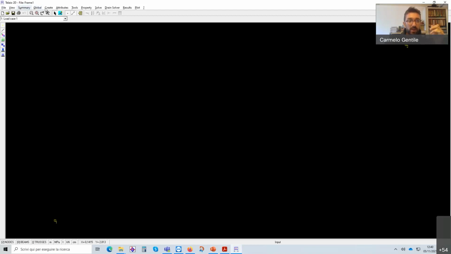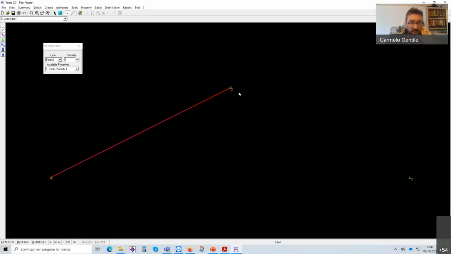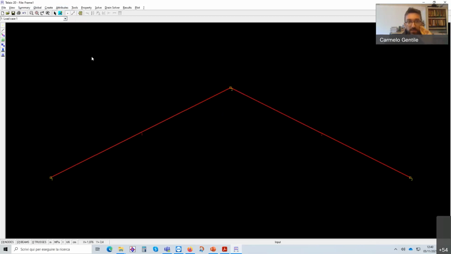Now let's go again, node. This time we have 10, 0. Okay, so we have found node 1, node 2, and node 3. Now create element. We connect node 1 to node 2 and node 2 to node 3. Okay.